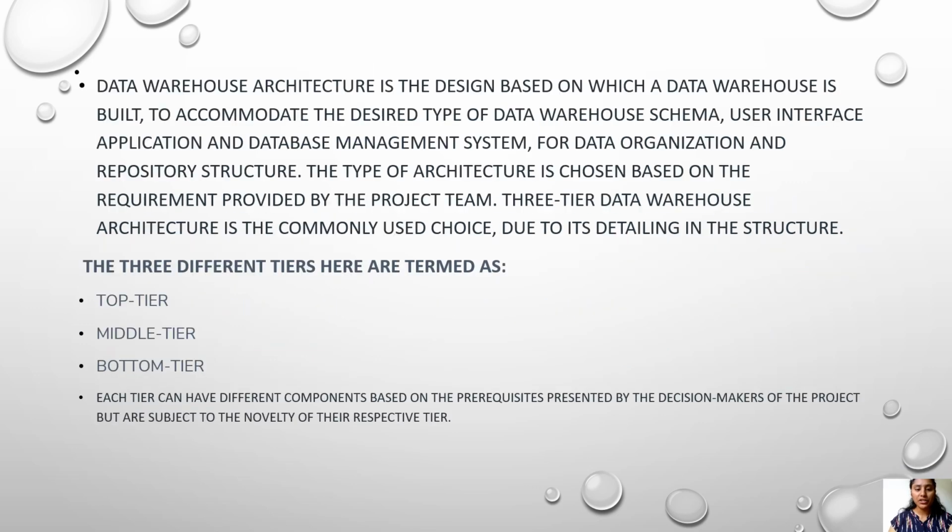Data warehouse architecture is a design based on which a data warehouse is built to accommodate the desired type of data warehouse schema, user interface application, and database management system for database organization and repository structure. The type of architecture is chosen based on the requirements provided by the project team. Three-tier data warehouse architecture is a commonly used choice due to its detailing in the structure. The different tiers are the top tier, middle tier, and bottom tier.